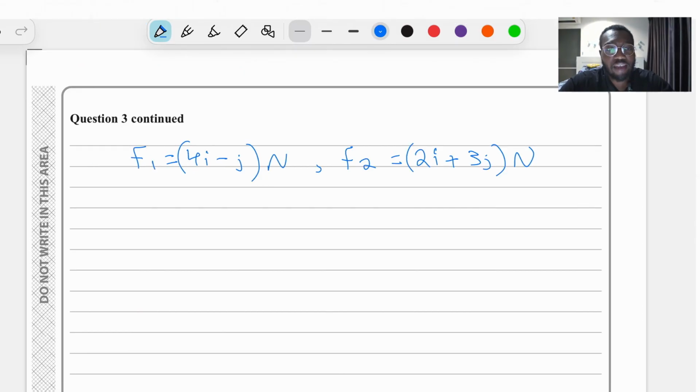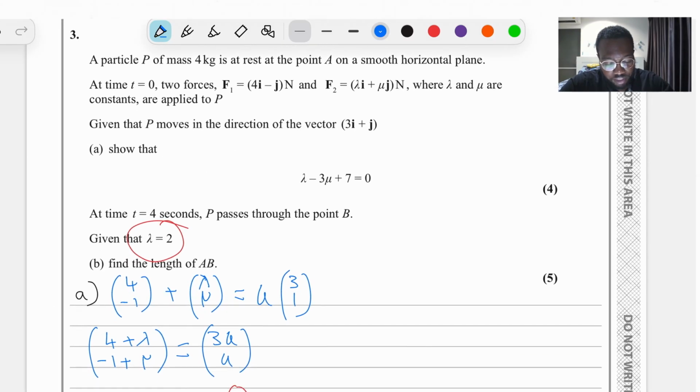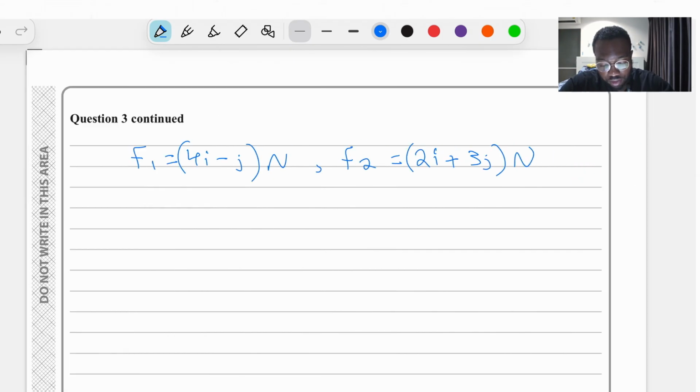Okay, so now that we have F1 and F2, we know that F is equal to ma. Now we can work out the acceleration. We know that both of these are applied to P. So remember, because both of these are applied to P, we want the sum of the forces. So let's write this in. The sum would be 4i plus 2i, so that would be 6i. Then minus j plus 3j is going to be 2j. So we know the sum of the forces is 6i plus 2j newtons.